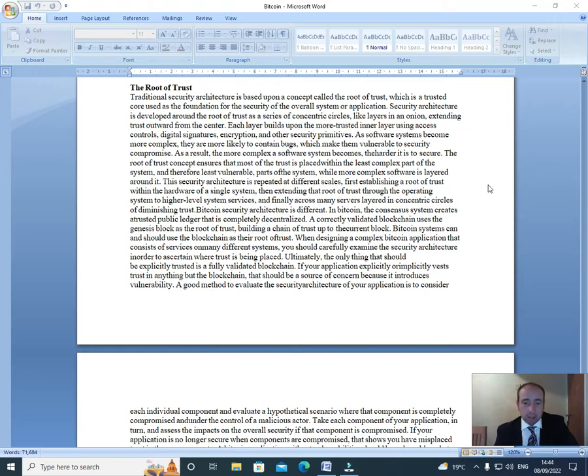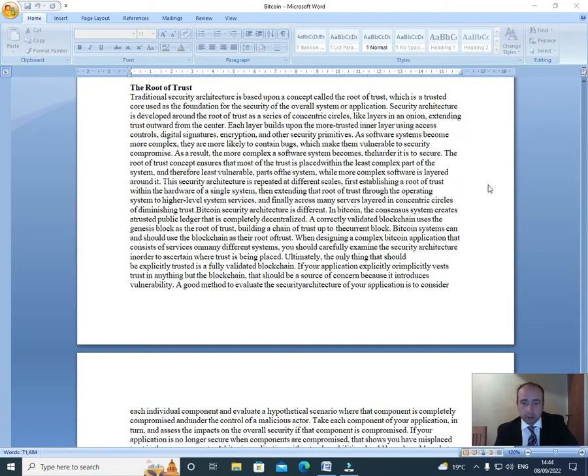Bitcoin security architecture is different. In Bitcoin, the consensus system creates a trusted public ledger that is completely decentralized. A correctly validated blockchain uses the genesis block as the root of trust, building a chain of trust up to the current block. Bitcoin systems can and should use the blockchain as their root of trust when designing a complex Bitcoin application that consists of services on many different systems.